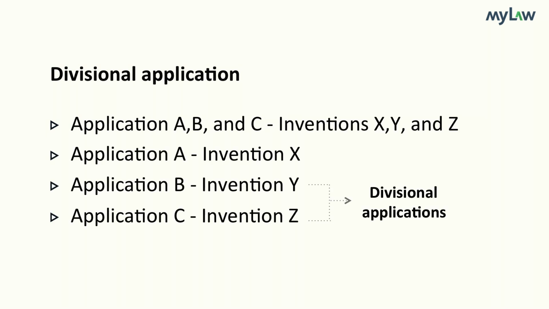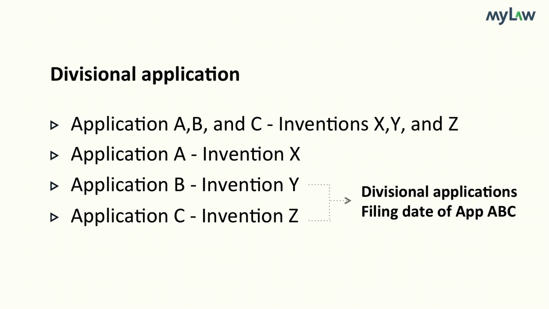Let's understand this concept by way of an illustration. Consider this: there are three applications A, B and C which contain inventions X, Y and Z. Application A corresponds to invention X, application B corresponds to invention Y, application C corresponds to invention Z. Applications B and C will be referred to as divisional applications and will have a filing date of the main application, namely application A.